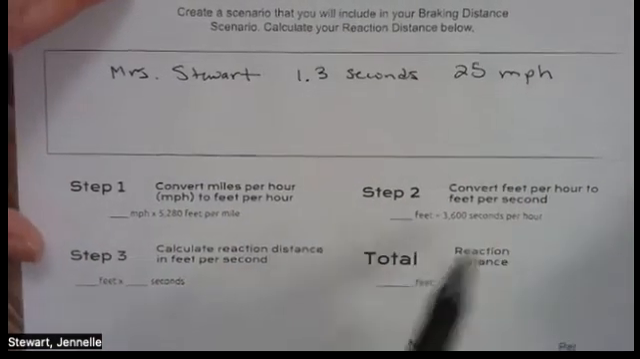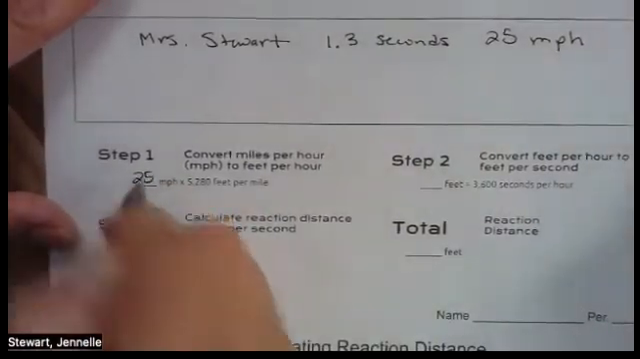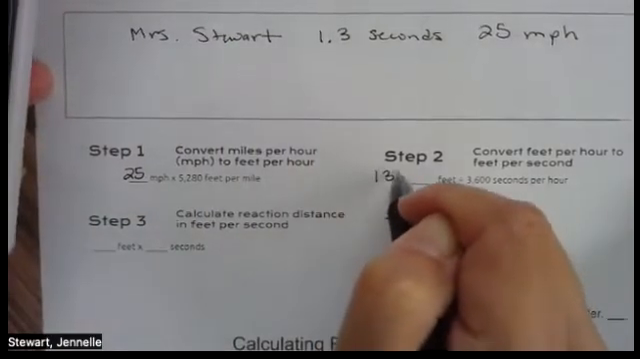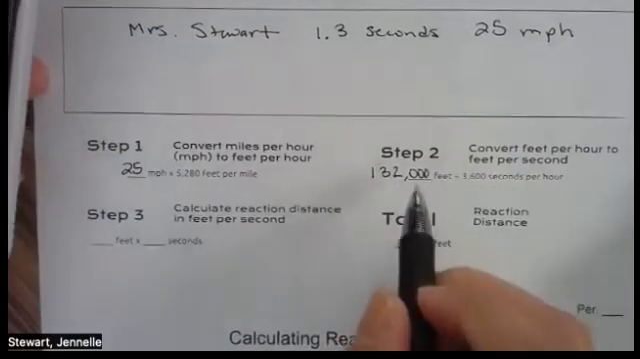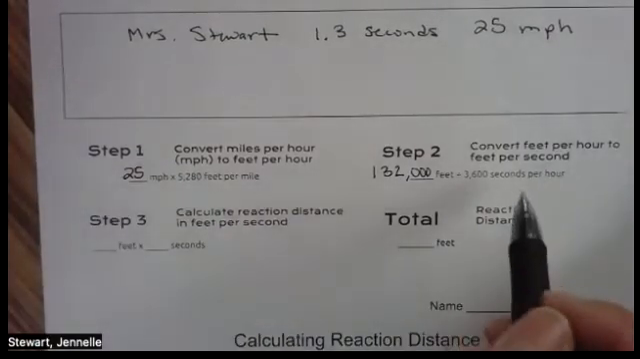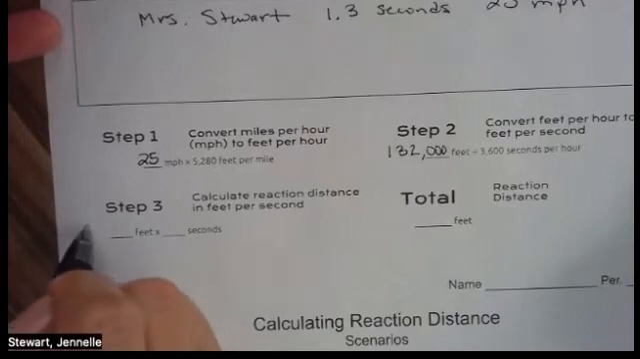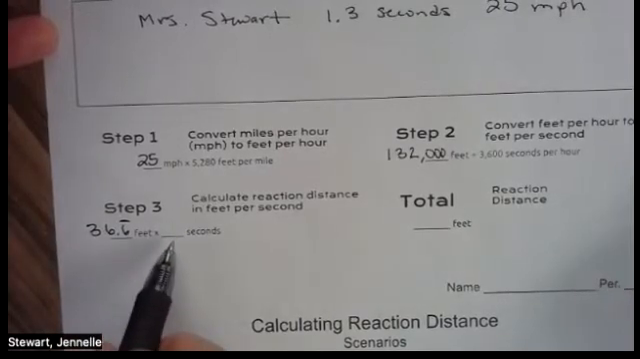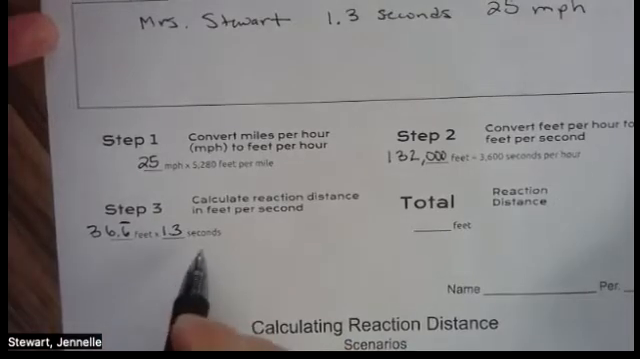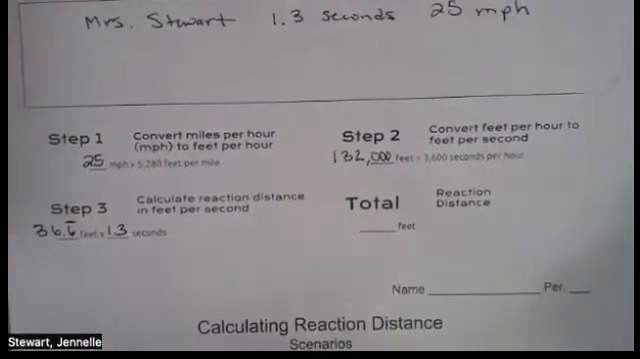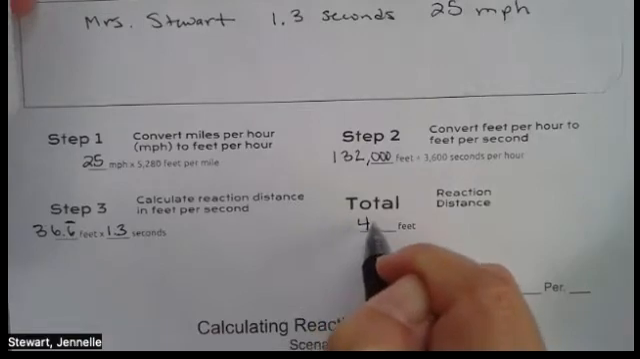So those are my key points. You take your miles per hour, which is 25, and you multiply it by 5,280. So 25 times 5,280 becomes 132,000 feet. You take that feet number and you divide it by 3,600 because that's seconds per hour. So now I have traveled 36.6 repeating feet per second, and it took me 1.3 seconds to react. So I take that number now and I multiply it by 1.3.